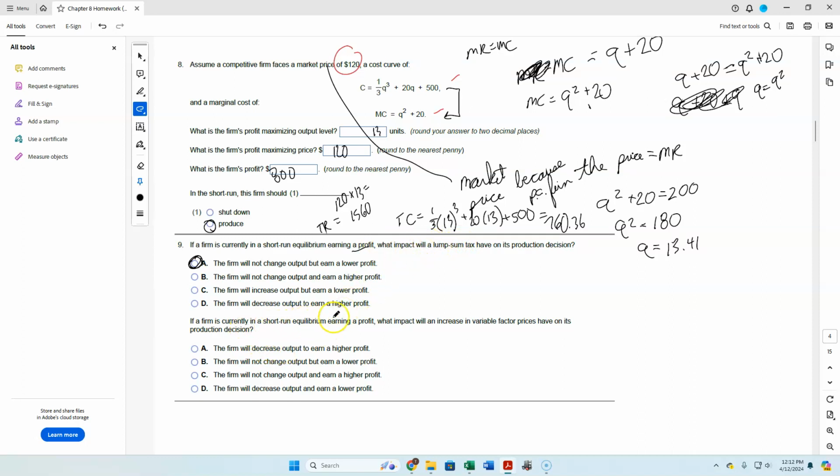If that firm that's currently earning a profit in the short run has instead an increase in its variable prices, now we would see that would actually change how much it produces. It's going to reduce it, and it's still going to earn that lower profit. So these are just definitional.